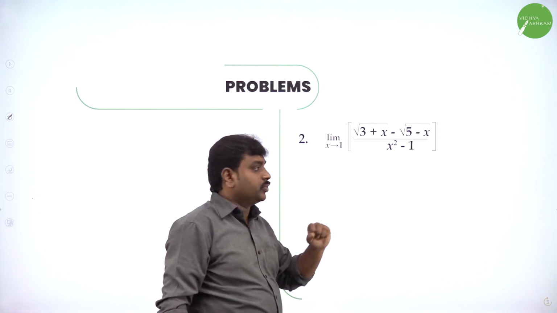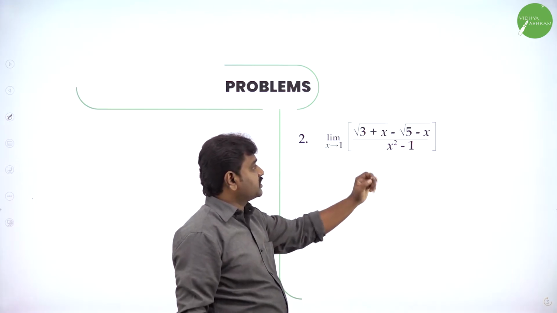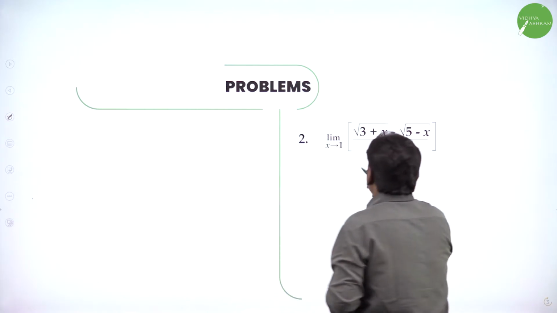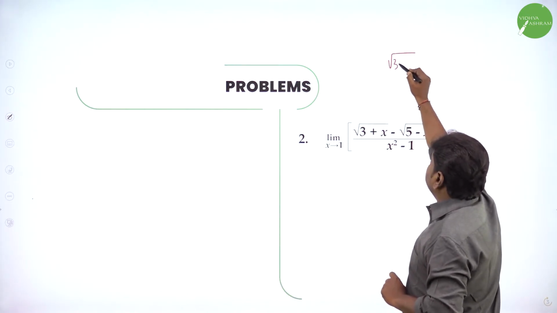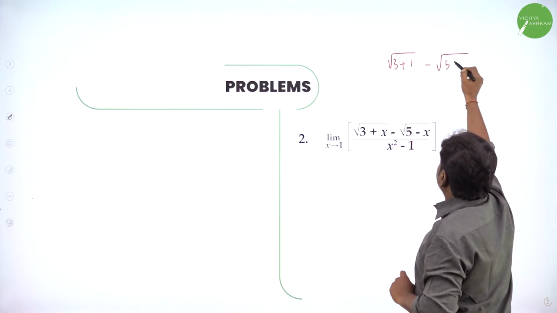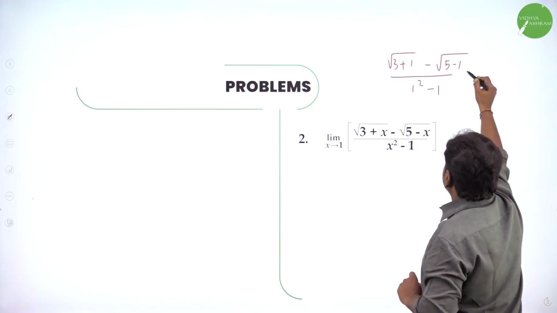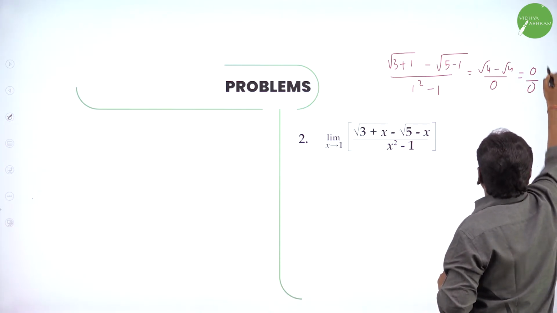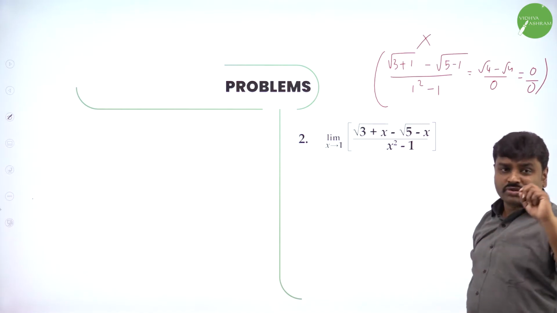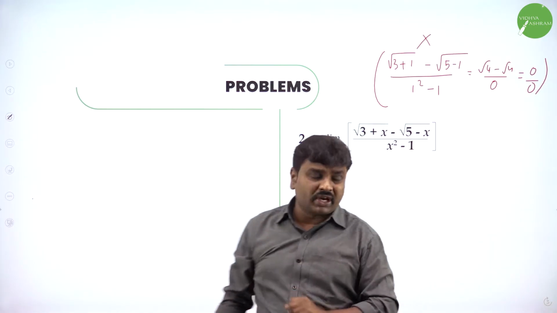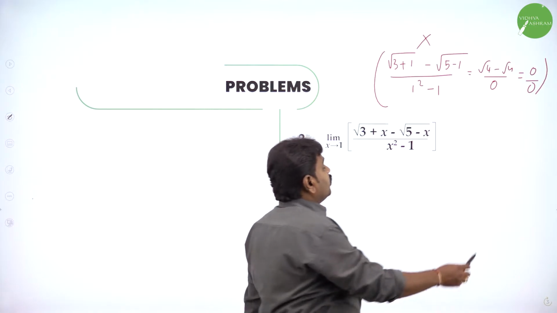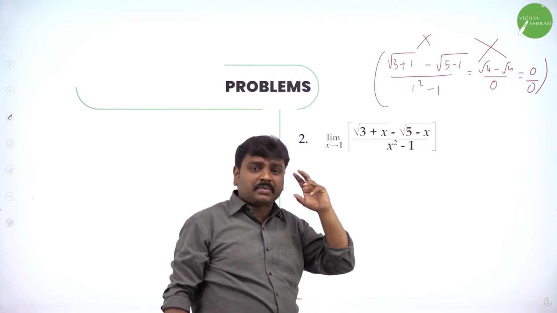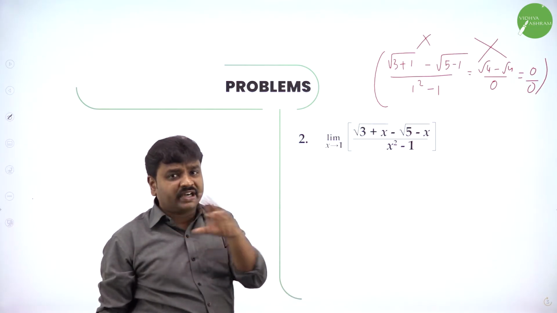Next we have, now we'll go ahead with the problem. Limit x tends to 1, root of 3 plus x minus root of 5 minus x by x square minus 1. Now in the place of x put 1. If you put 1, it will become root of 3 plus 1 minus root of 5 minus 1 divided by 1 square minus 1. So it will be root 4 minus root 4 by 0. It will become 0 by 0. If you apply limits directly, in the place of x if you put 1, it will become 0 by 0. So when you get 0 by 0, you should not apply limit directly. You know 0 by 0 is what? Mathematical indeterminate. Whenever you apply limit, you should not get indeterminate.